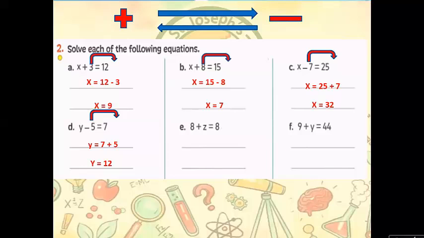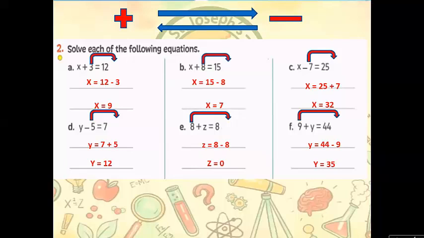Letter E, 8 plus z equals 8. So I'm going to put the 8 outside with minus. z equals 8 minus 8, so z equals 0. The last example, 9 plus y equals 44. I'm going to put the 9 outside and change its sign from plus to minus. y equals 44 minus 9, which is 35.